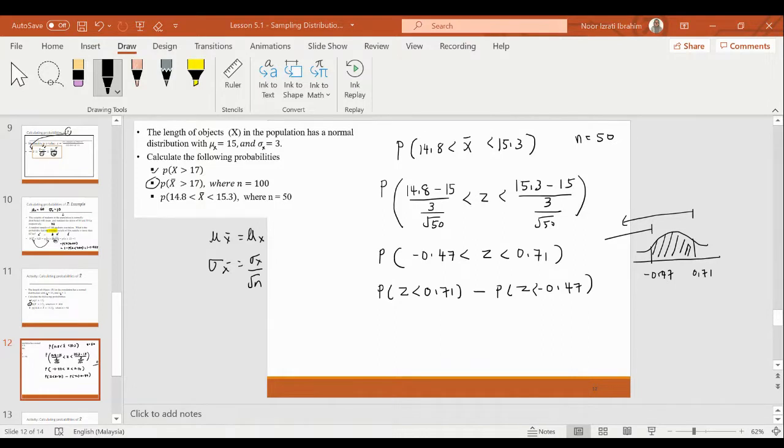Okay, looking at the table, for 0.71 the value of probability is 0.7611. So here, 0.7611 minus the probability when z is less than negative 0.47. Negative 0.47 is 0.3192. Then this equals 0.7611 minus 0.3192, which is 0.4419. That's how you find the probability of a sample mean.